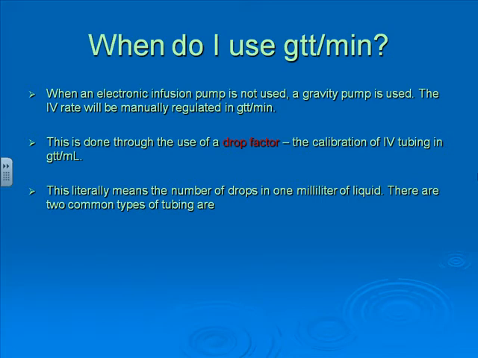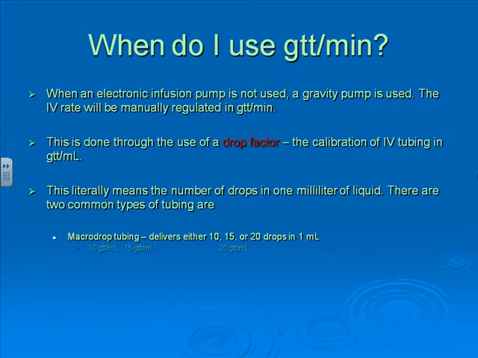There are two common types of tubing. We have macro drop tubing, and that can deliver either 10, 15, or 20 drops in a milliliter. The 10, those would be pretty big drops. 15 would be a little bit smaller, 20 would be a little bit smaller, but it's all still the same amount of liquid, 1 milliliter.